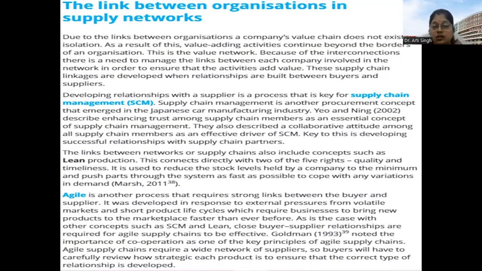Now, why? Because developing a relationship with the supplier is a process. It is called supply chain management. Without supply chain management, you cannot build a network. You should have a proper network with the suppliers, right?